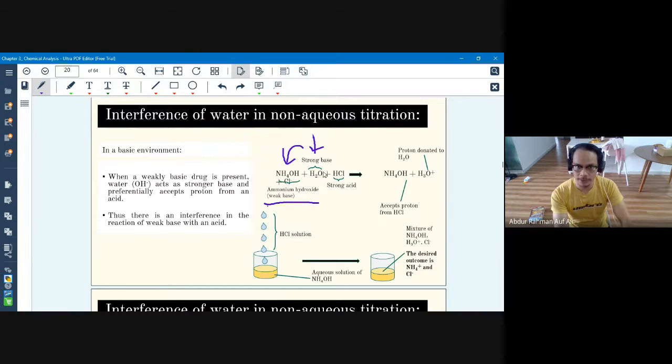So instead, water yang akan bertindak balas. So if you take a look at this chemical reaction, in the end, ammonium hydroxide tidak bertindak balas pun. So dia punya chemical formula NH4OH, in the end dia masih lagi NH4OH. None of the atoms are used in the reaction, but instead water pada asalnya dia adalah H2O, tapi in the end dia jadi H3O+. And HCl jadi Cl- because dia dah donate dia punya hydrogen to water.